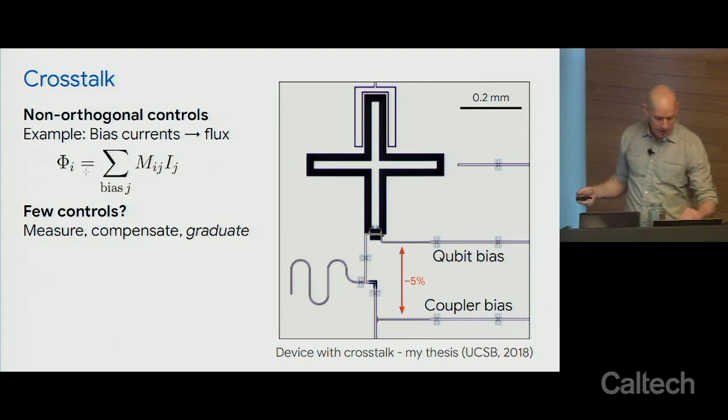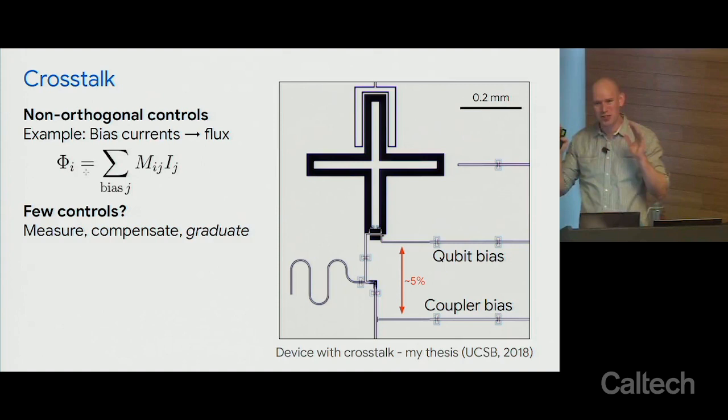Now, one of the really nice things about this flip chip design, besides its scalability, is it makes a really crucial problem go away. And this is a problem that people usually probably ignore in a seminar like this, but I think you guys deserve to know the truth about crosstalk. So here's the deal with crosstalk. You want to have a bunch of controls for your device, a bunch of biases and microwaves and so on. You want each of those to just do one thing and not mess anything else up. You want your controls to be orthogonal. But that's not really what happens in real life.